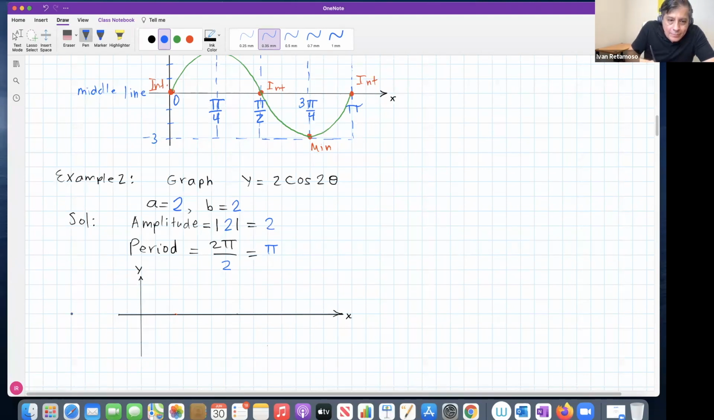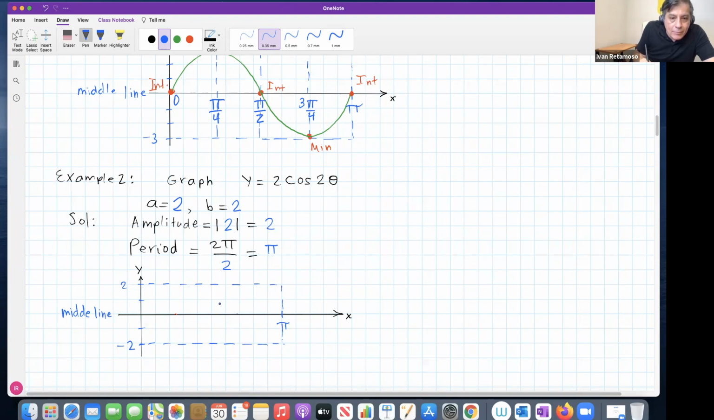So amplitude 2 tells me that from the middle line, I have to go up 1, 2, and down 1, 2, negative 2 here. Then horizontally, I have to go up to pi. Let's put pi here, somewhere there. Pi. Now draw this horizontal line to determine how far you can go up and how far you can go down here. Vertical line here. Inside this rectangle is going to be your graph.